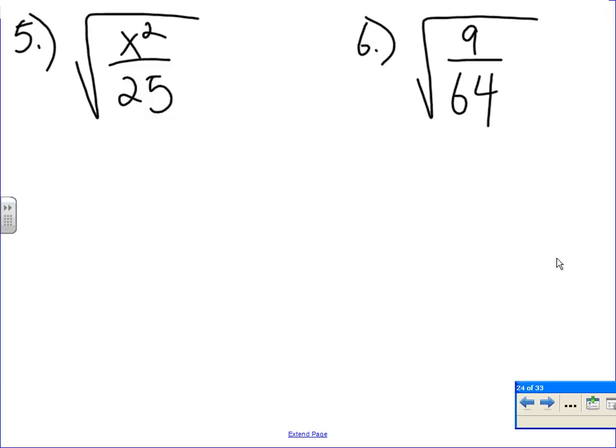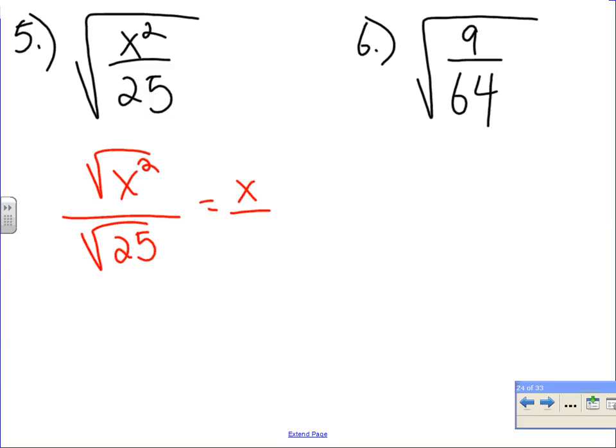They're division problems. Okay, guys, here's what I'm seeing with a handful of you. Numbers 5 and 6 are division problems. So when you split this up, it should be square root of x squared over square root of 25. Split them up as a fraction. Do not multiply them. Okay? So your answer, because these are both perfect squares for number 5, is just x over 5.